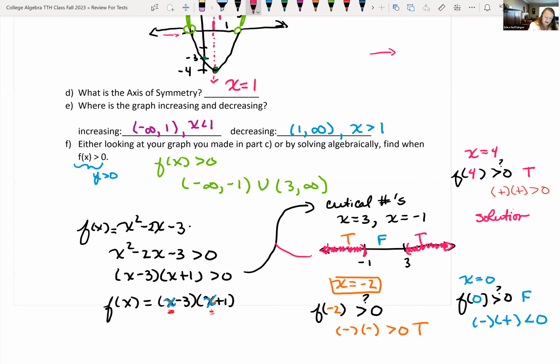Well, it's up here also, and I'm not going to write it again. So -infinity to -1, parentheses around that, and then union parentheses 3 to infinity.